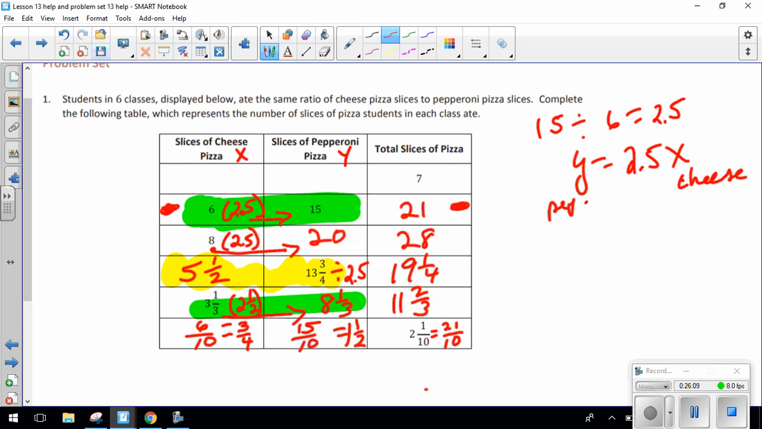Okay, and for the top row, since 7 is a pretty small number, and these numbers in the table are already kind of large, I started with a small number. So in my head, I said, what would happen if I take 2? So I'm going to take 2 and multiply it by 2.5, and that gives me 5. So I just did a guess and check. So if this was 2, if I times this by 2.5, I did that here, I get an answer of 5. So 2 cheese plus 2 pepperoni give me 7 slices altogether.